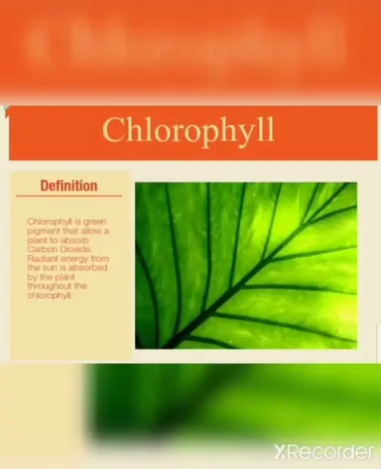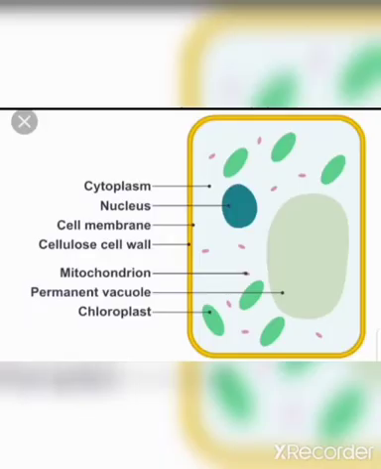So what basically is chlorophyll? Chlorophyll is a green pigment that allows a plant to absorb carbon dioxide. Radiant energy from the sun is absorbed by the plant through the chlorophyll.